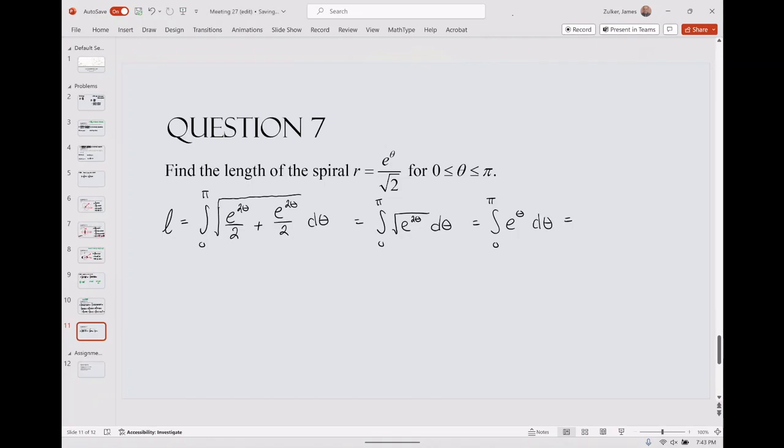What's the antiderivative of e to the theta? You do it either way. What's e to the 0? 1. Length is e to the pi minus 1.